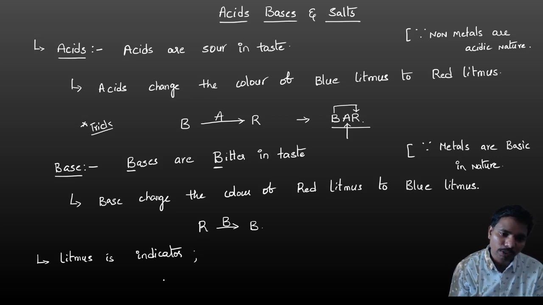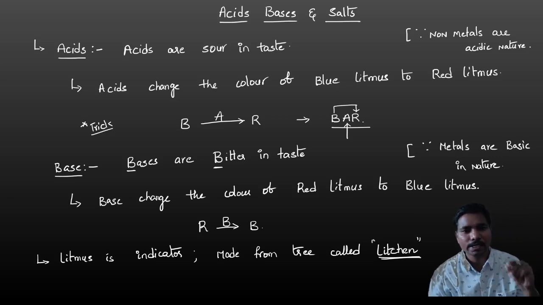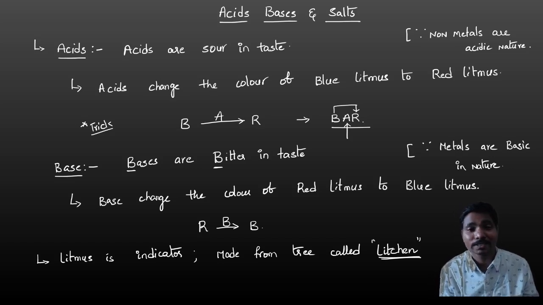We have so many indicators. Okay, and it is made from a tree called lichen. Very important question. Note down this point. Okay, here in this series we are going to discuss each and every important point which may come in the examination. Okay, so we don't discuss any unnecessary data. So all the points are very important. Okay, so the series is mainly exam oriented, and you can cover a lot of syllabus within less time.